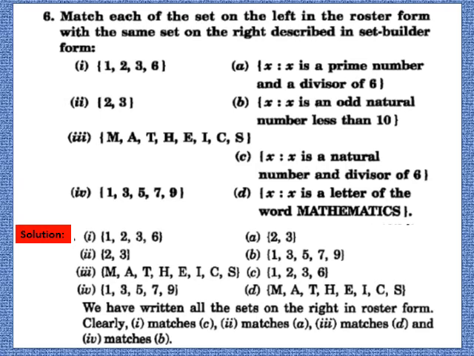Now we can simply match. 1 can be matched to C, second can be matched to A, third can be matched with D, and the fourth can be matched with B. Clear? It is very simple. If you convert the set builder form into roster form, easily matching can be done. So pause and note down the solution.